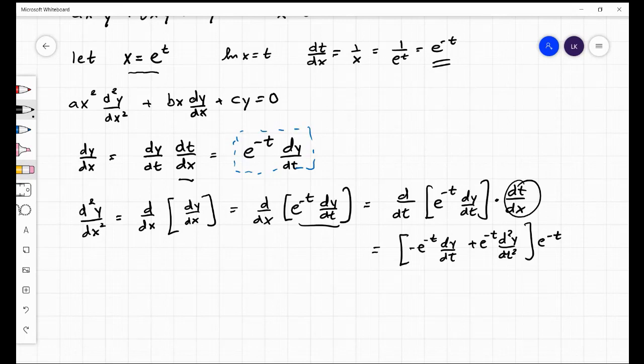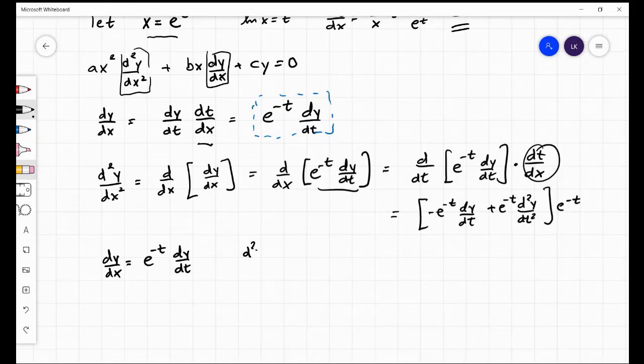Okay, so now the derivative of y with respect to x can be directly replaced with e to the minus t times dy dt. So, right, in the differential equation, we're going to eliminate these derivatives of y with respect to x in terms of the derivatives of y with respect to t. The second derivative of y with respect to x turned out to be, I can also distribute this, so I'm going to write that as e to the minus 2t.